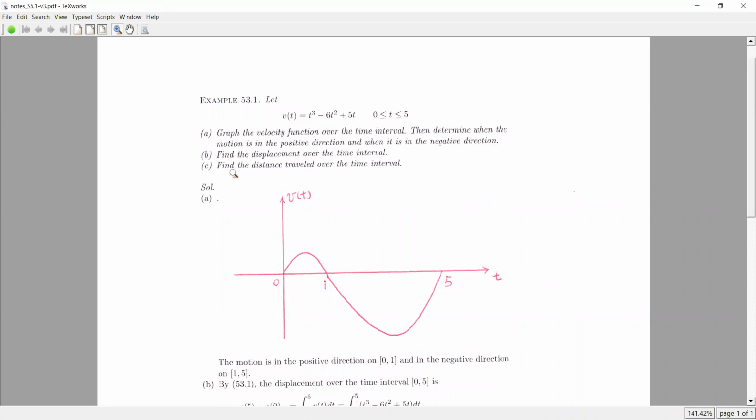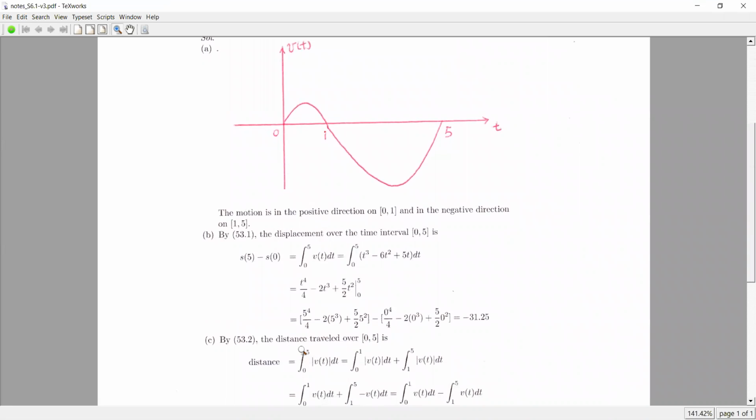Part C. Find the distance traveled over the time interval from 0 to 5. By formula, the distance traveled over this time interval is given by this integral, the integral of the absolute value of the velocity function from 0 to 5. To compute this integral, I need to remove the absolute value. To do that, I split this integral into the integral from 0 to 1 plus the integral from 1 to 5.